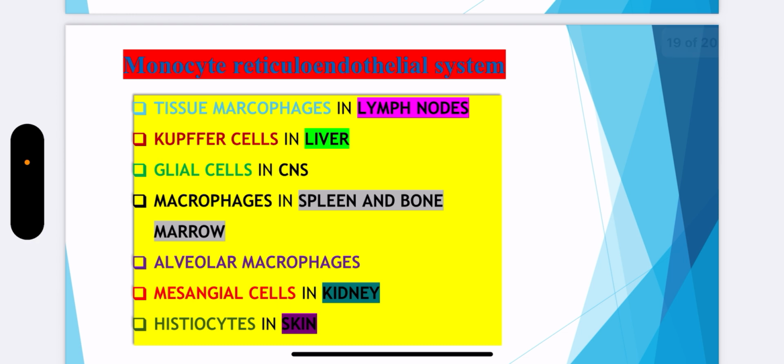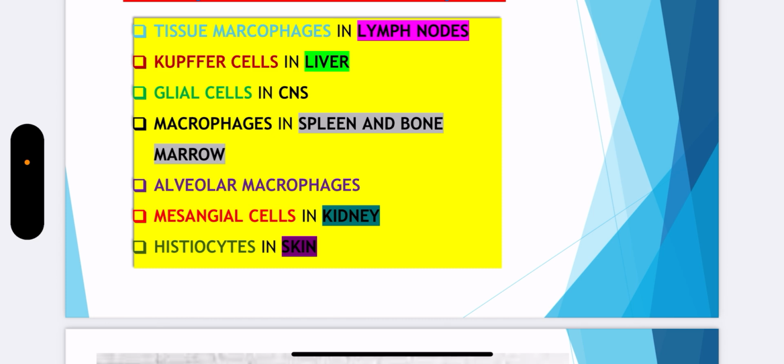Now a word about the monocyte reticuloendothelial system. These are the cells that are included in the monocyte macrophage system: the tissue macrophages in the lymph nodes, Kupffer cells in the liver sinusoids, glial cells in the central nervous system, macrophages in the spleen and bone marrow, alveolar macrophages present in the alveolar walls of the lungs, and mesangial cells in the kidneys.